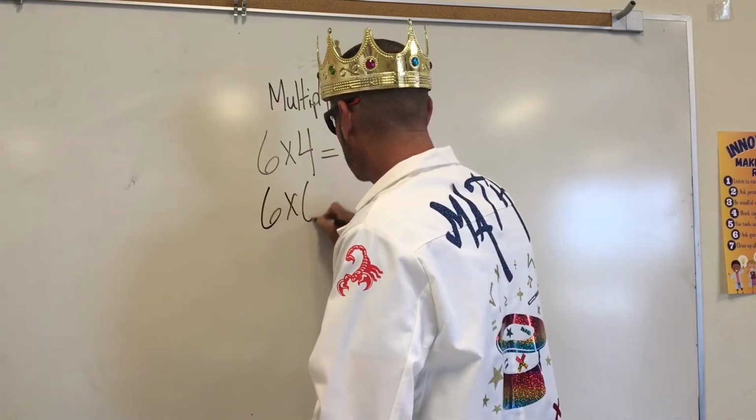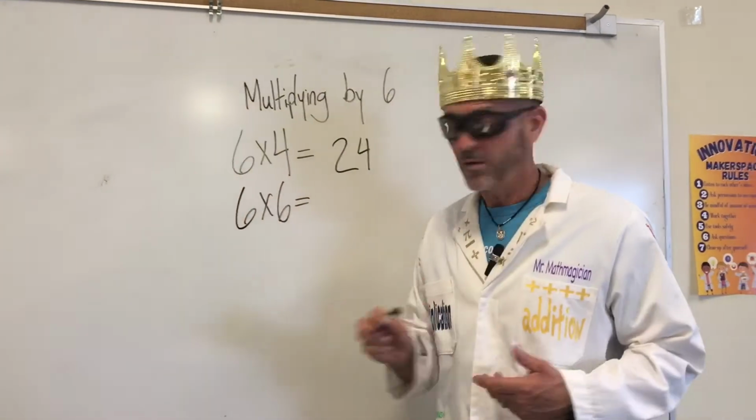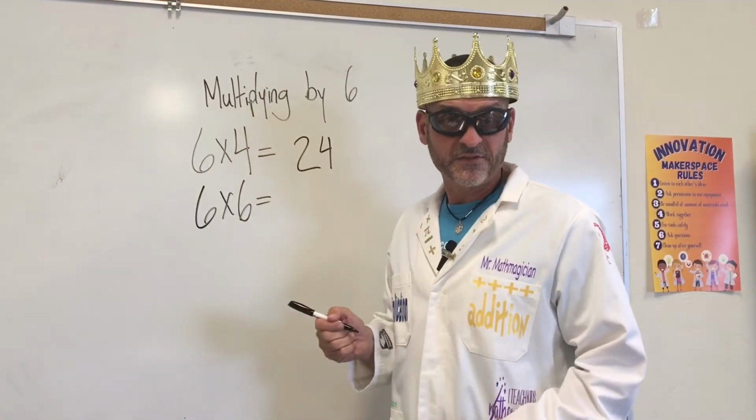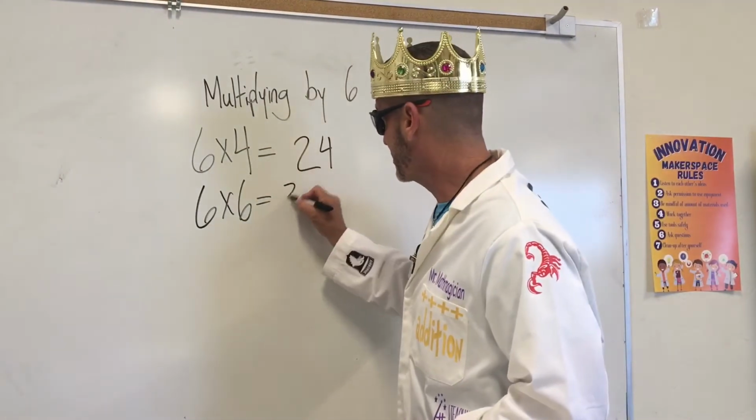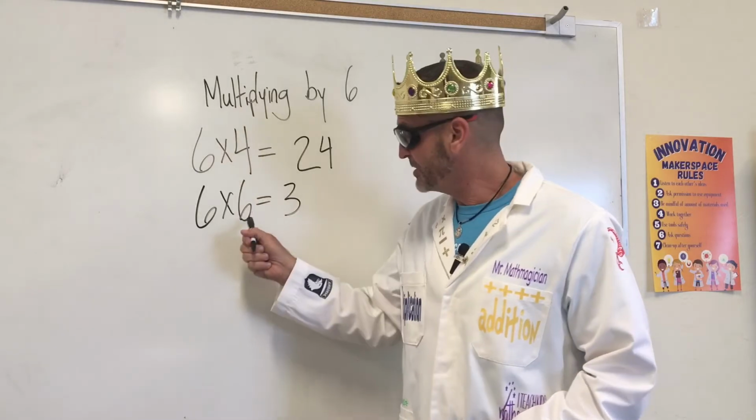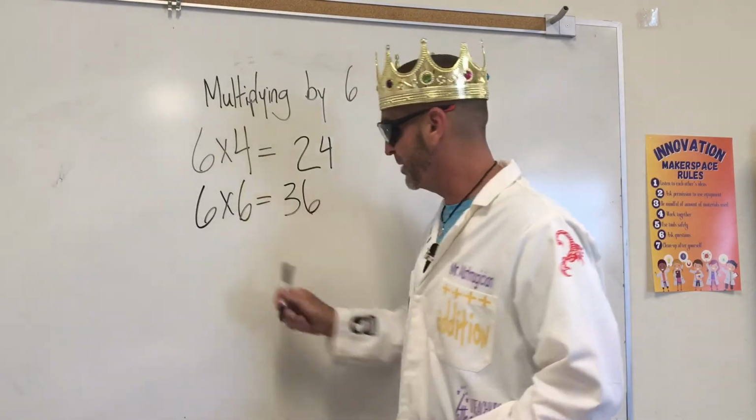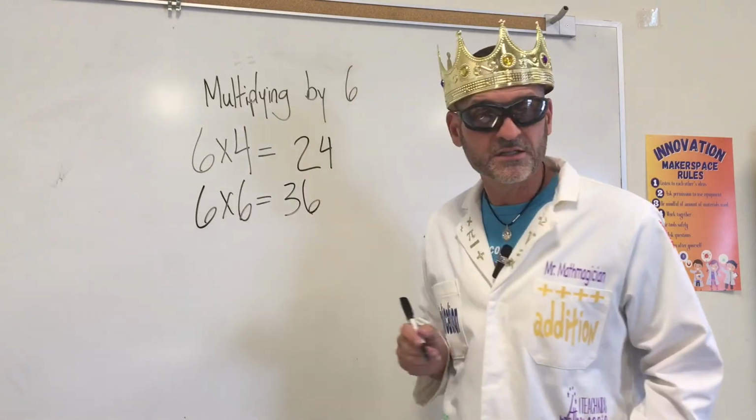6 times 6. Well, what's half of 6? That's 3. So that goes in the tens place. And we just take our 6 and put it in the ones place. 6 times 6 is 36.